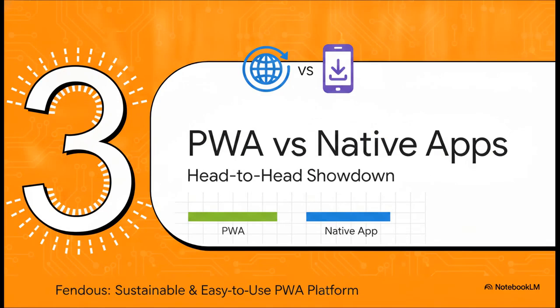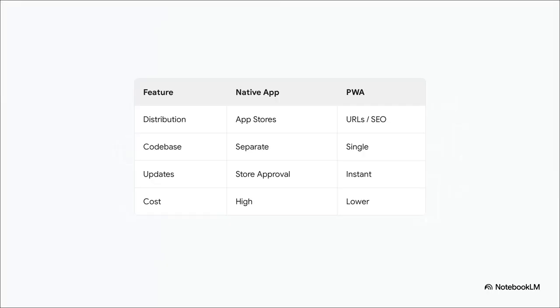All right, Section 3, PWA versus native apps, the head-to-head showdown. When we stack them up directly against each other, the differences are huge. For distribution, native apps are locked in app stores, while PWAs use simple URLs and benefit from standard SEO. For the code base, native requires separate development for iOS and Android. PWAs, just a single code base. Updates for native apps require annoying store approvals, whereas PWAs update instantly. And of course, the cost for native is notoriously high, while PWAs are significantly lower.